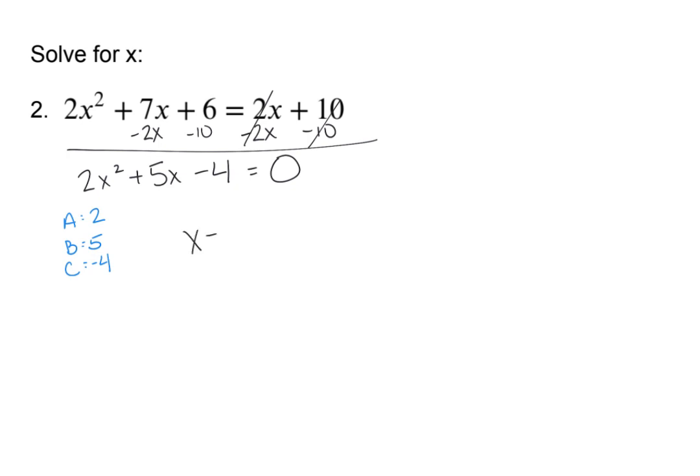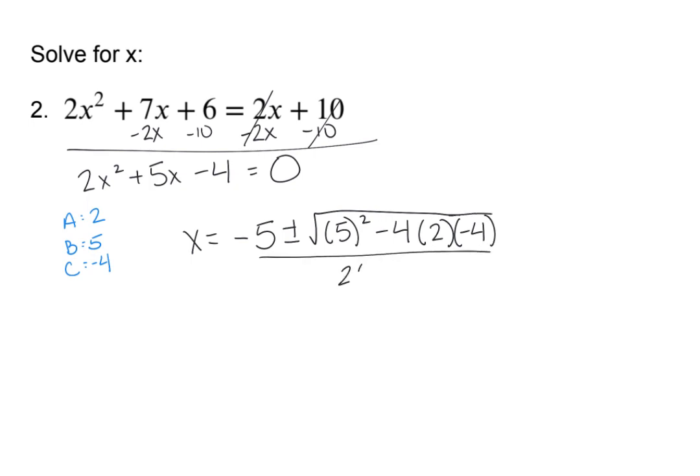So we're going to have x equals negative b, or opposite of b. So my b is 5. When I put it in, it's going to be negative 5, plus or minus the square root of b squared. So my b is 5, minus 4 times your a, which is 2, times your c, which is negative 4. Watch out for that negative. All over 2a, which my a is going to be 2.